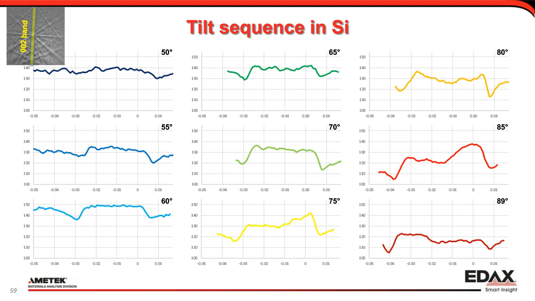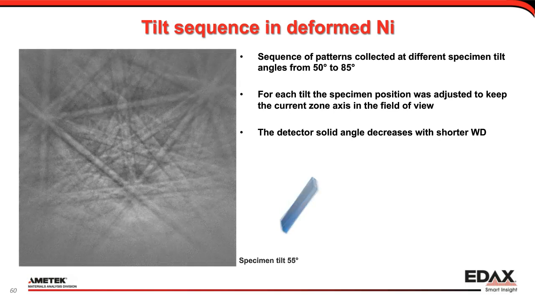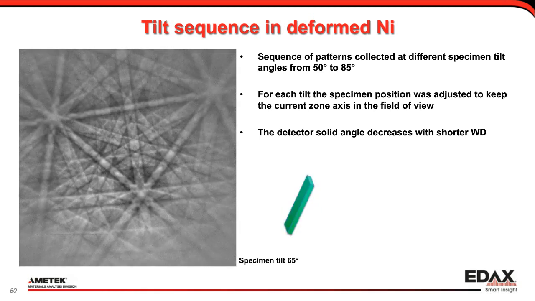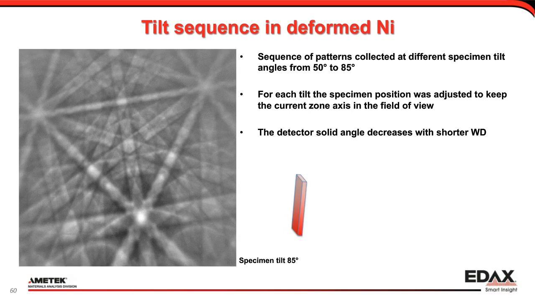Now, I've tried to do the same thing on the deformed sample. This is far more difficult because the moment you start tilting and you want to keep the same zone axis in the field of view, you have to move the detector or the sample up and down to adjust for this projection. So you'll see that the sample shifts a little bit. And an inherent problem in a deformed material is that the deformation is not homogeneous. So trying to find exactly the same spot for comparison was really hard.